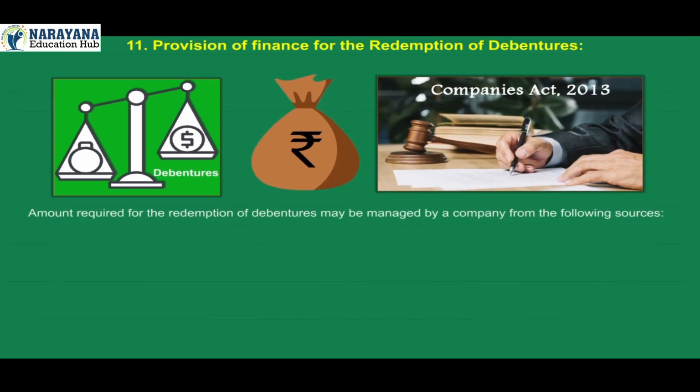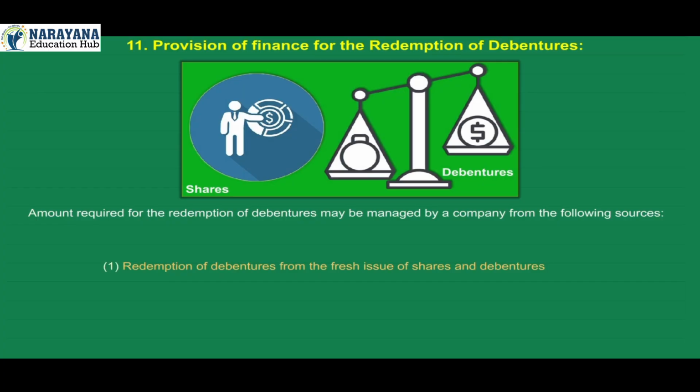The amount required for the redemption of debentures may be managed by a company from the following sources. 1. Redemption of debentures from the fresh issue of shares and debentures. 2. Redemption of debentures out of capital. 3. Redemption of debentures out of profit.